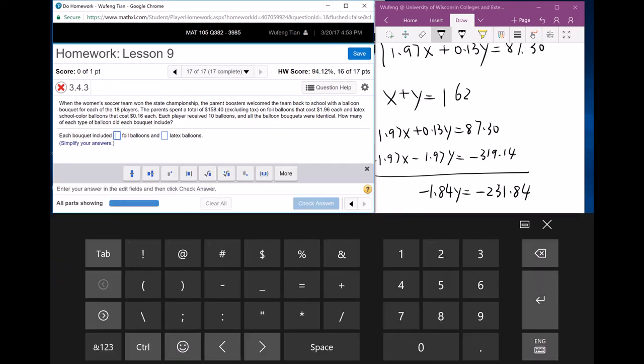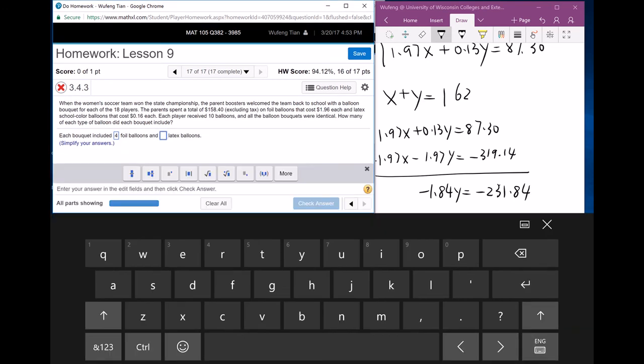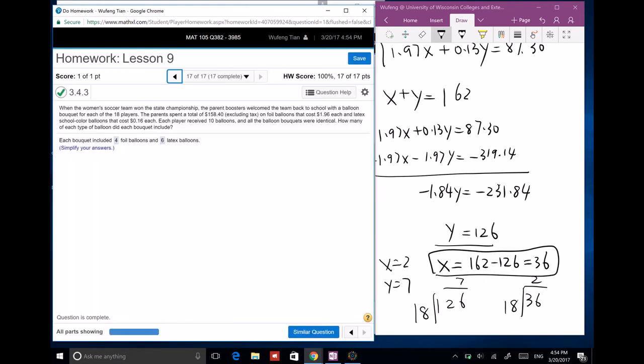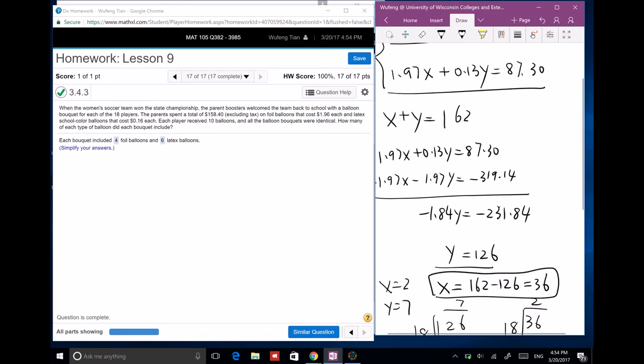Last time. You can do that again by setting up the formula or just set up the equation. So first you set up the balloon equation, the number of balloons, then set up a cost equation and solve it. Okay, solve it. That's it.